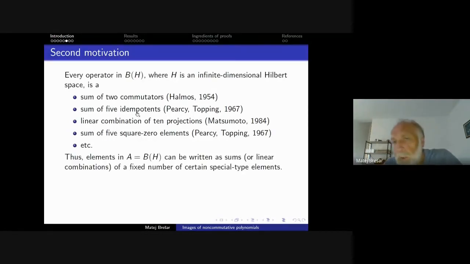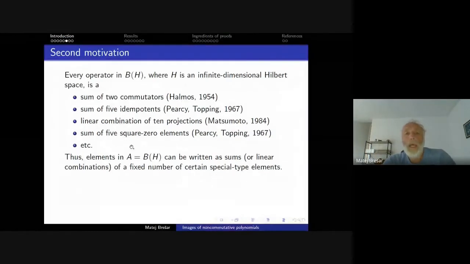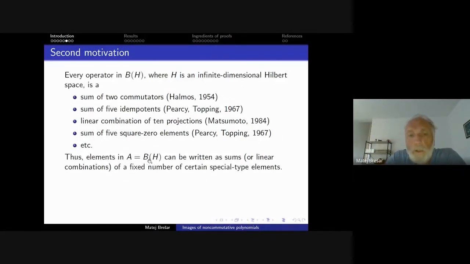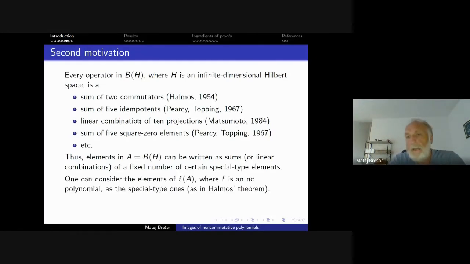Anyway, just to speak about the philosophy of this sort of results: elements in this special algebra of linear operators on Hilbert space can be written as sums, or sometimes linear combinations, of some fixed number of certain elements which are of special type: commutators, idempotents, etc. And now the idea may be to consider the elements of the image of a polynomial as such special type elements. In fact, in Halmos's theorem, this is exactly the case, where commutators in B(H) are just elements from the image of the polynomial commutator.